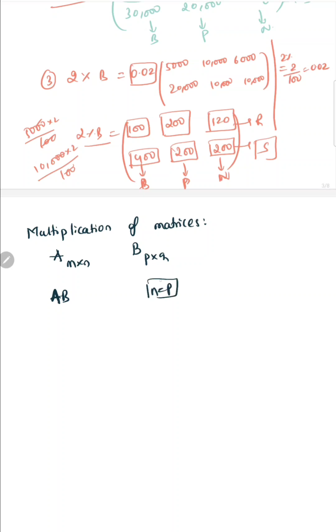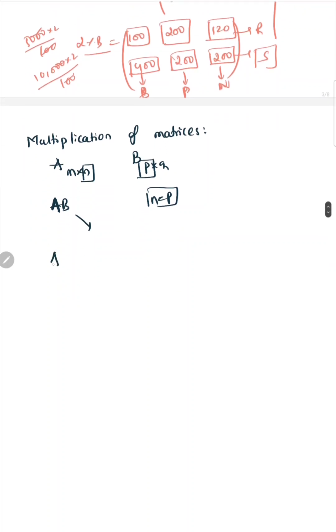So if n is equal to p, meaning the number of columns of the first matrix is equal to the number of rows of the second matrix, then we can carry out the product of those two matrices. Suppose we have two matrices of the same order, meaning n rows and n columns, and B also has n rows and n columns, then we can perform A into B, because the number of columns in the first matrix is equal to the number of rows.